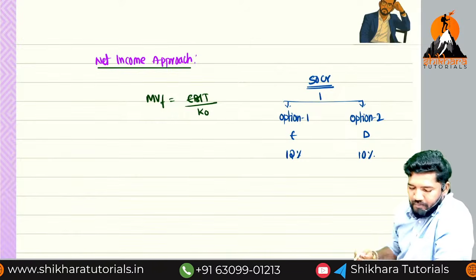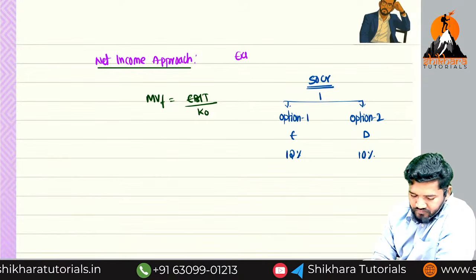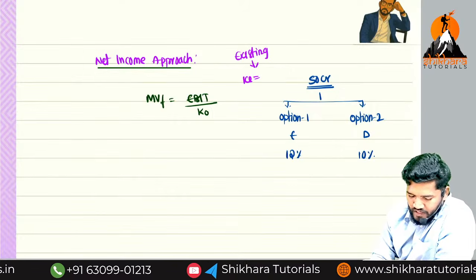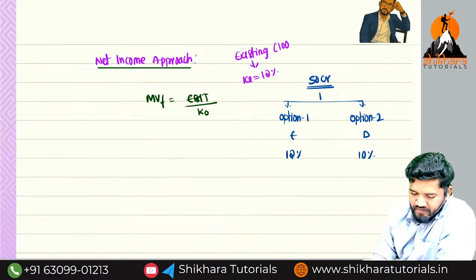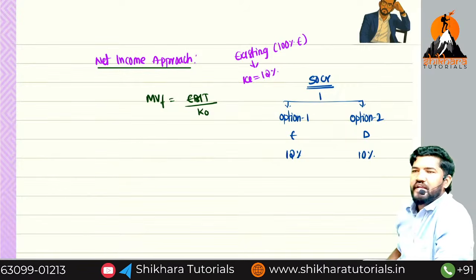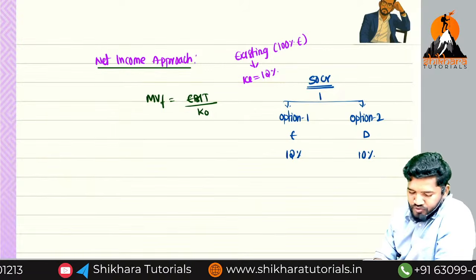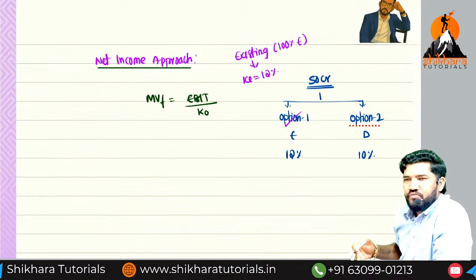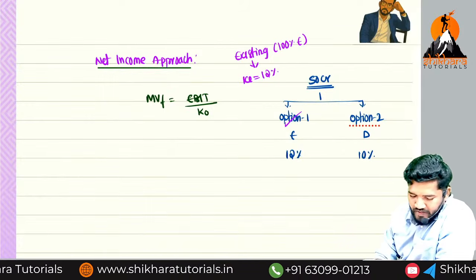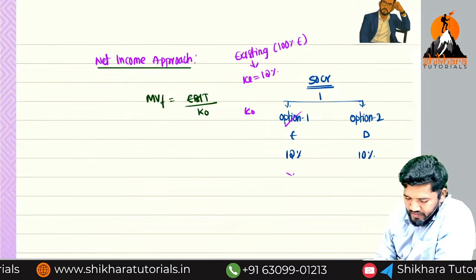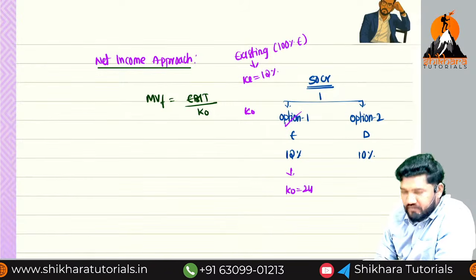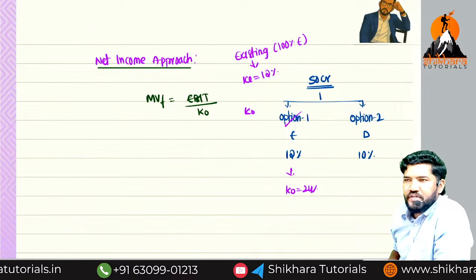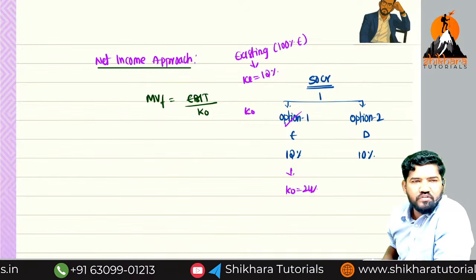Company already existing, they are paying KE equals 12%, existing 100% equity. Now if they choose option 1, how much do they need to pay? Existing 12%, new 12%. The total KO, how much do they need to pay? If they choose option 1, they need to pay 24%.